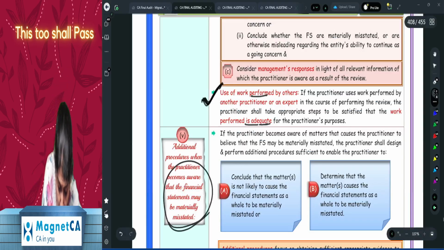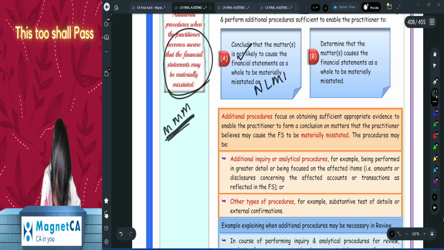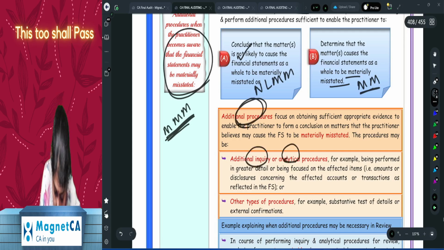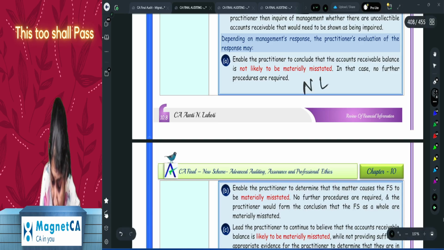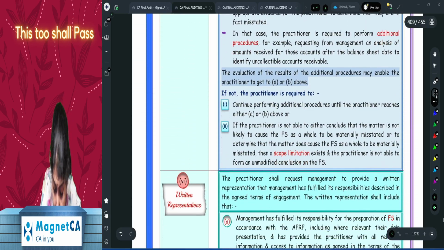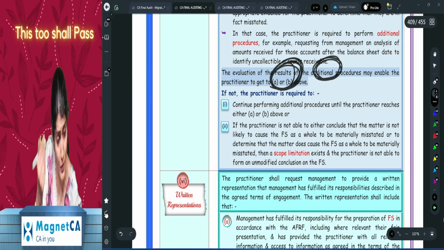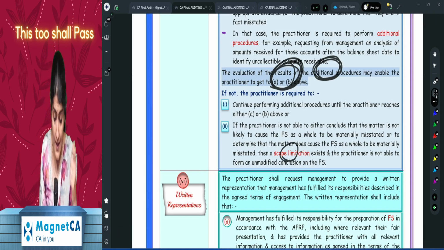Right? So what does it say? You could be in a situation where you are at MMM. What is MMM? May be materially misstated. And what you want to reach is NLMM or MM, that is materially misstated. For that, what do you do? Additional procedure, additional inquiry, analytical, other types of the procedure. After doing these additional procedures, you may either reach NLMM or MM, or you might be still hanging at LMM, that is likely to be materially misstated. If you're still hanging at LMM, you still continue doing the additional procedures till the time you reach A or B. And if you're not able to reach A or B, then that's a scope limitation. Right? That's a scope limitation.